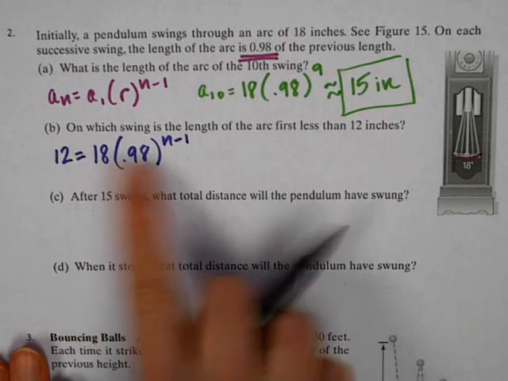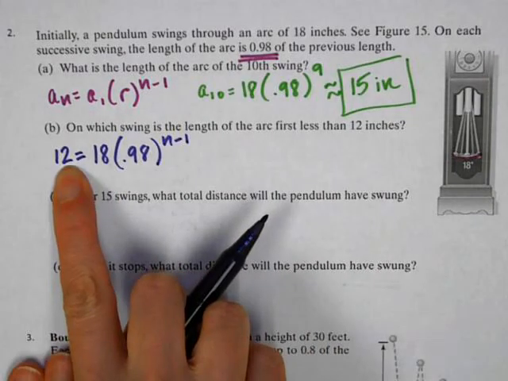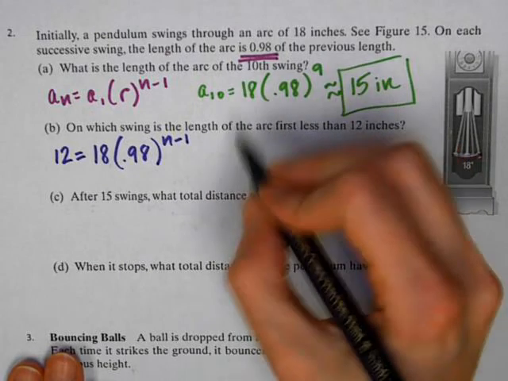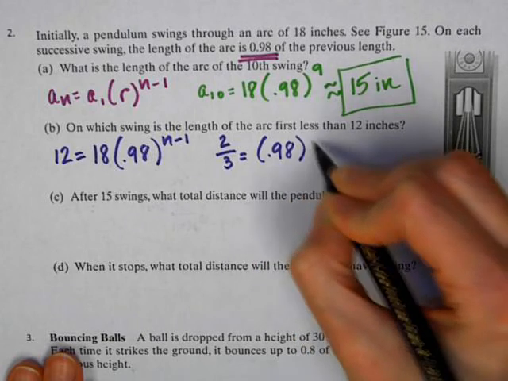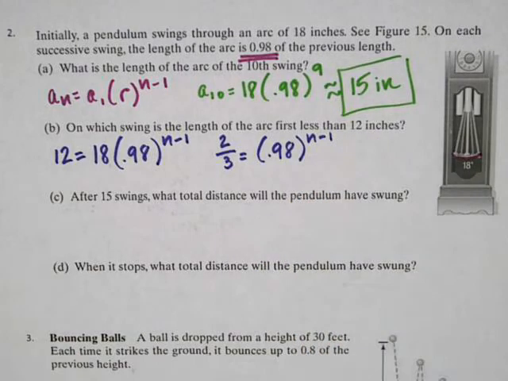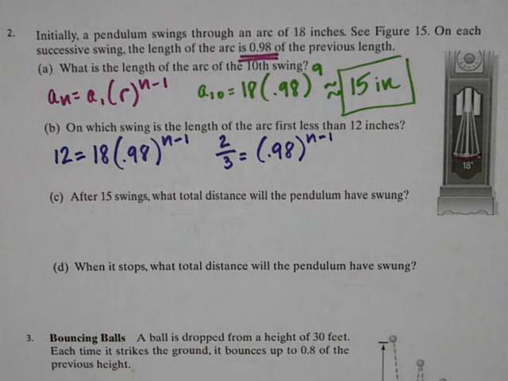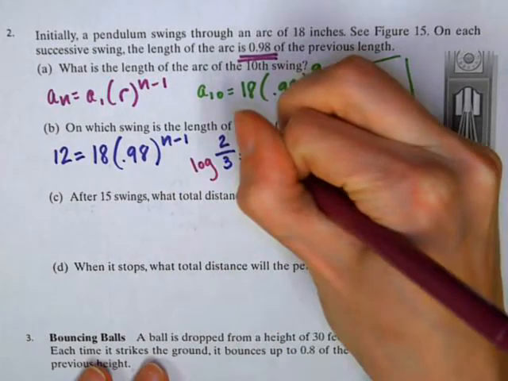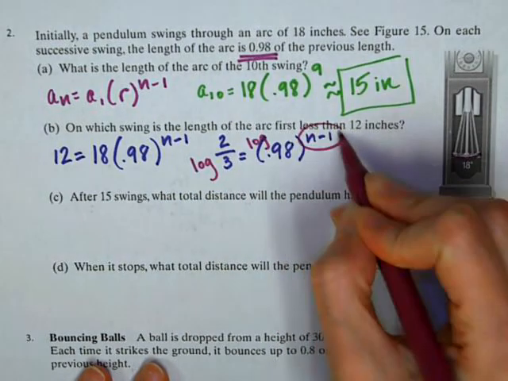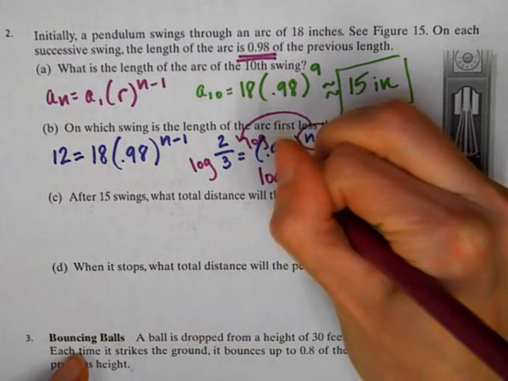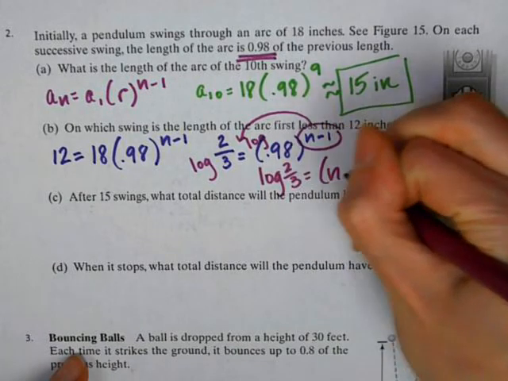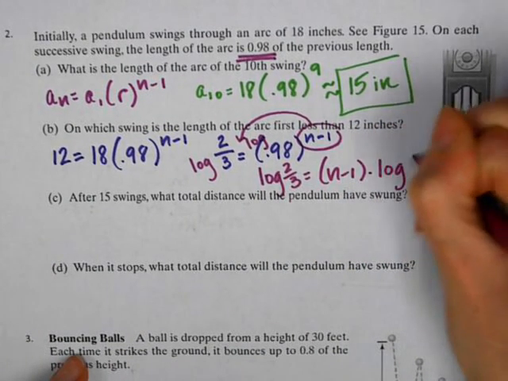All right, so you guys are going to solve this. We're going to start by dividing both sides by 18. So 12 divided by 18 is 2/3 equals 0.98 to the n minus 1 power. Now, how do you solve for n? We're going to have to use logs, right? We're going to have to log both sides. Remember, when you log, the exponent drops down to the front. So now we have log 2/3 equals n minus 1 times log of 0.98.